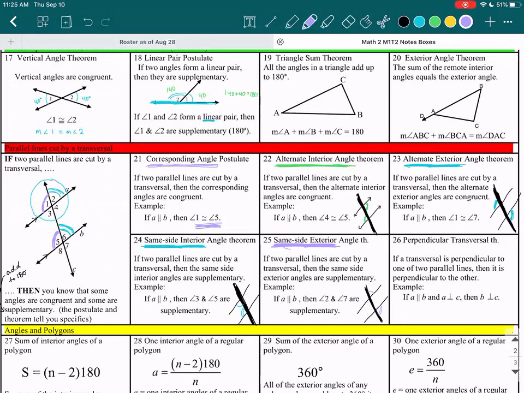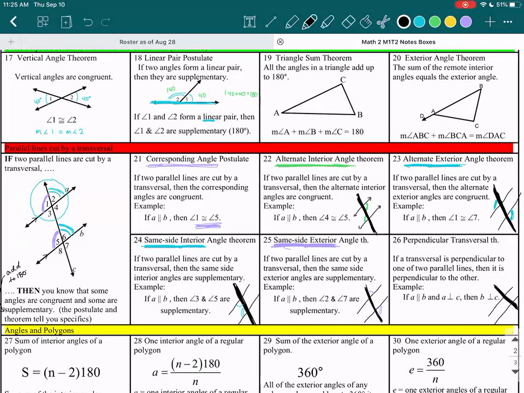If a transversal is perpendicular to one of two parallel lines, then it is perpendicular to the other. So let me draw this out for you. Let's have our two parallel lines. Okay, and then let's have our transversal. I'm going to draw it in bold. It's not very nice looking, but just know that I drew two parallel lines and a transversal.